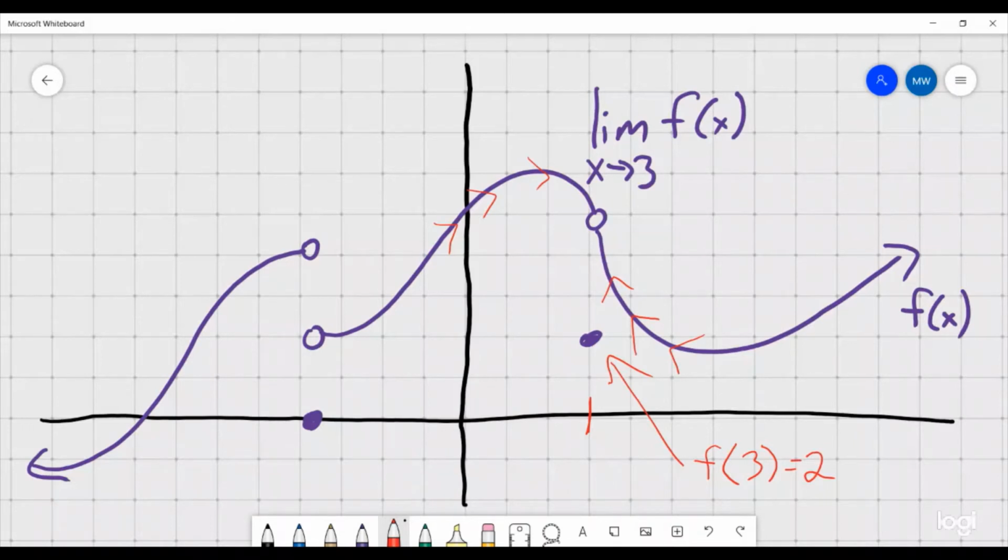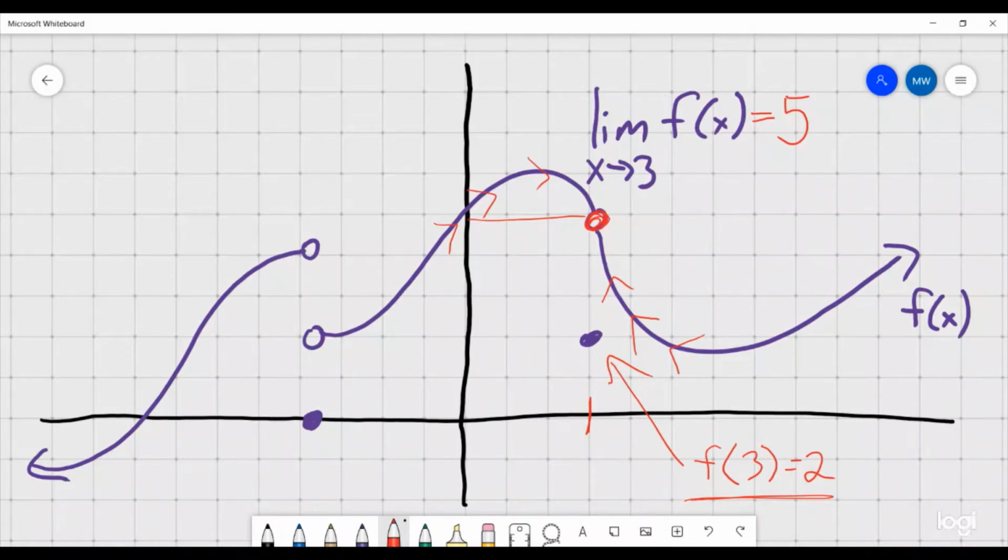So what the limit of this would be is it would be approaching this value up here, which would be happening up here at 5. So we would say that the limit of f of x as x approaches 3 is 5, even though the actual value is 2. We don't care about that when we're talking about limits.